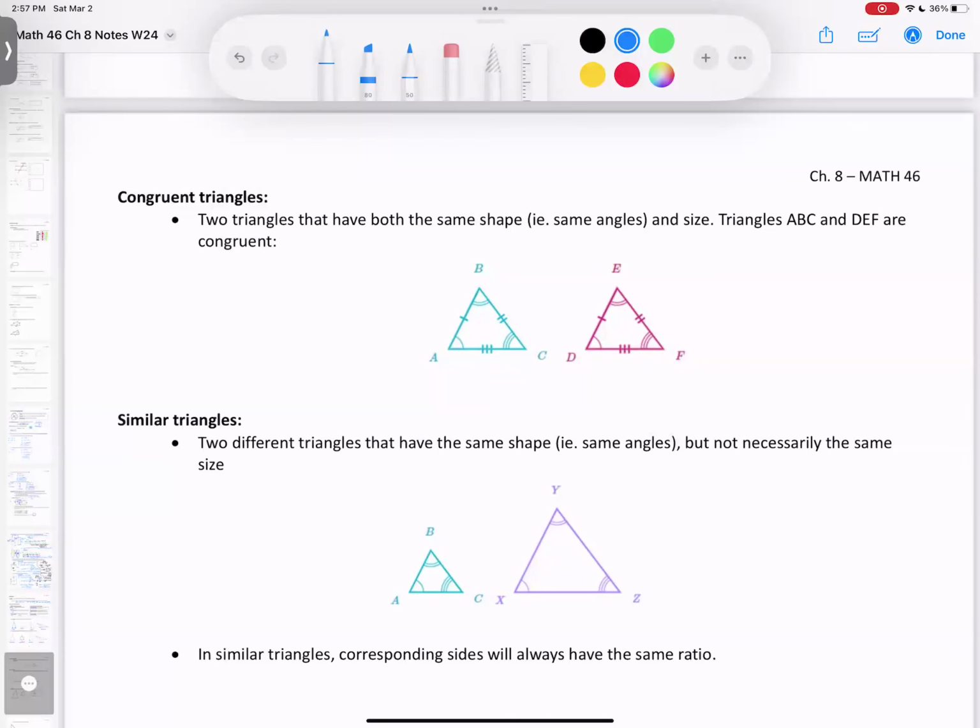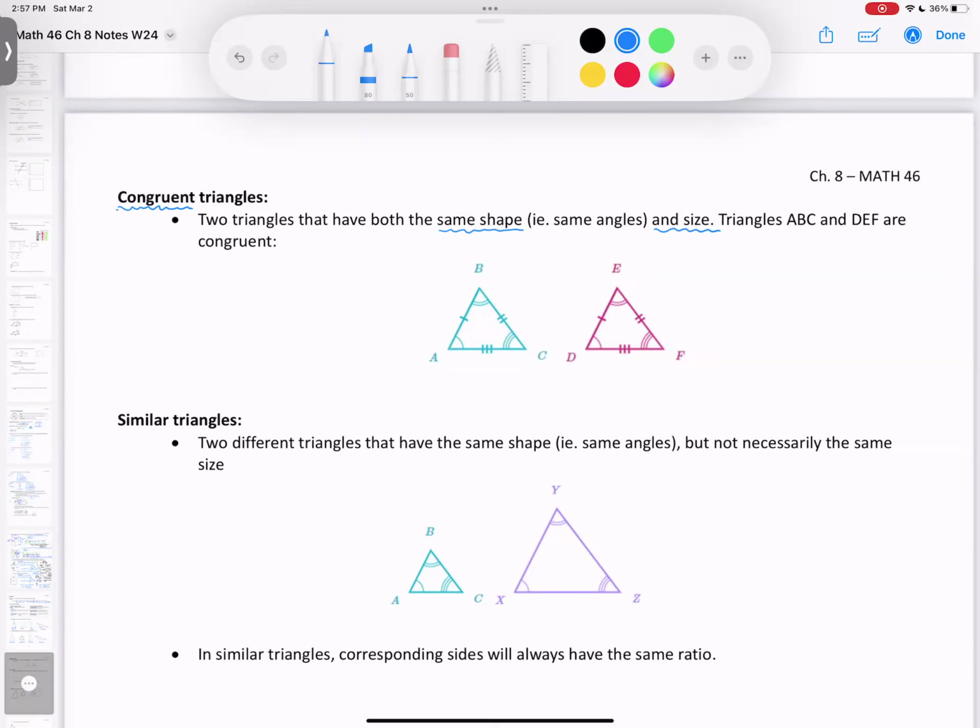Right, moving on to classifying triangles as congruent and similar. So congruent triangles, that's really just a fancy way of saying identical. They have the same shape, in other words, they have the same three angles, and they have the same size. So here in this example, we've got triangle ABC, which is congruent with triangle DEF.